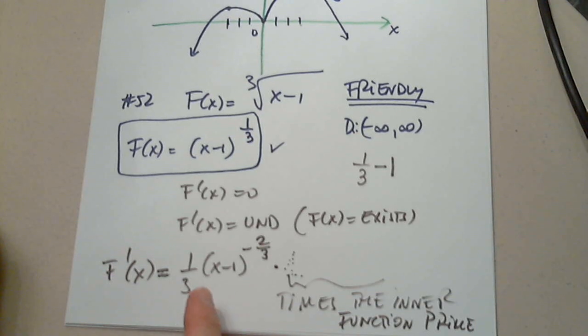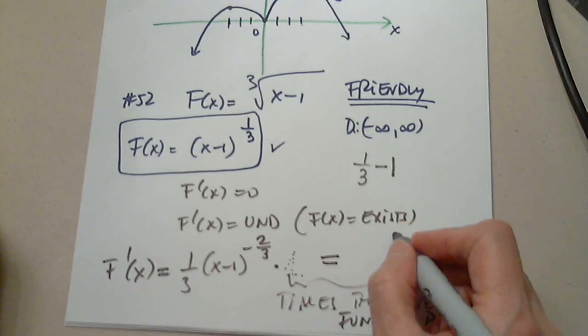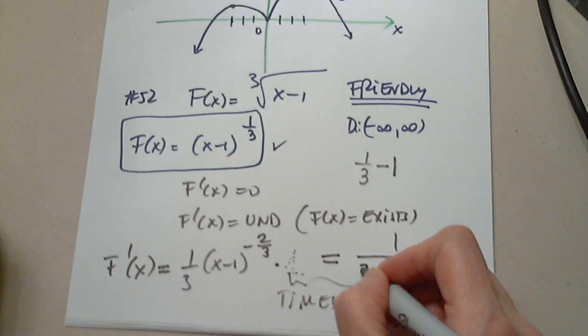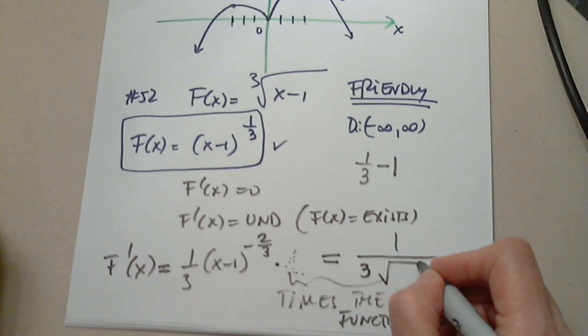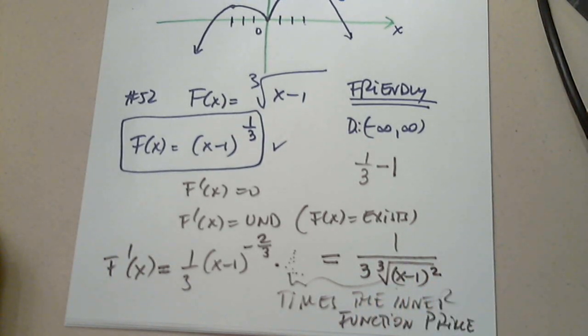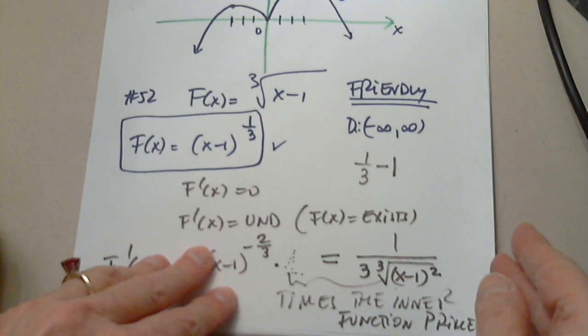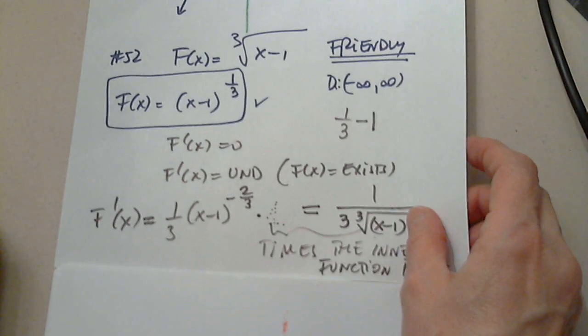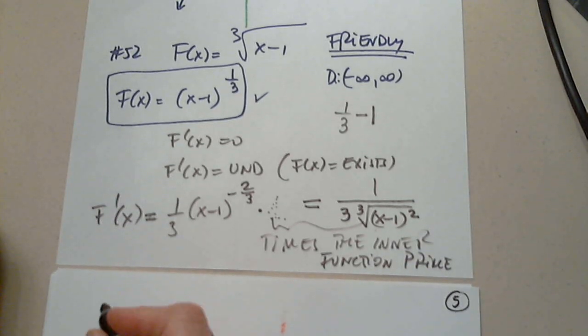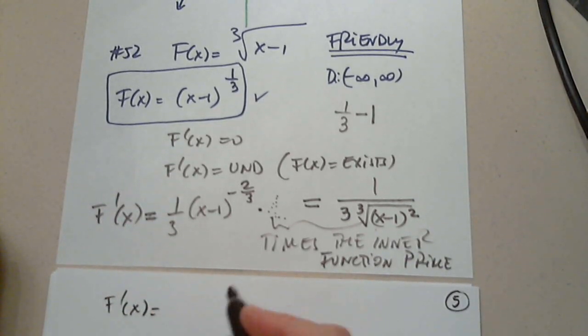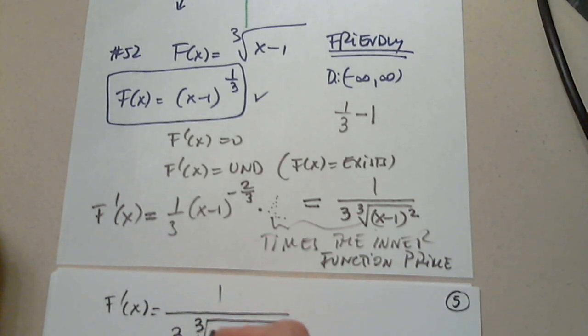Now, this ugly situation has to be changed into this. Bring down, it has negative power, so it's the cube root of x minus 1 squared. This is not a friendly function, but it is what it is. So that's my page 5. Good. So then f prime of x, I'm going to write it again here, is 1/3 times the cube root of x minus 1 squared.